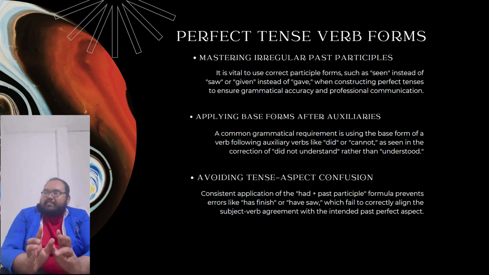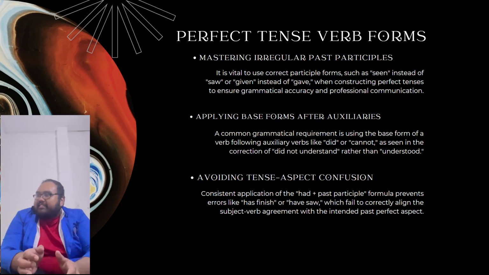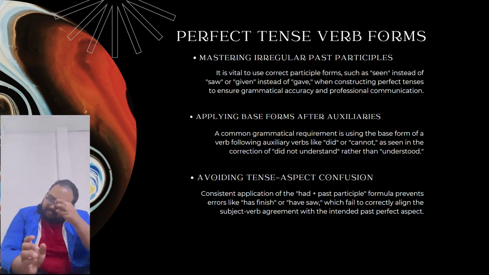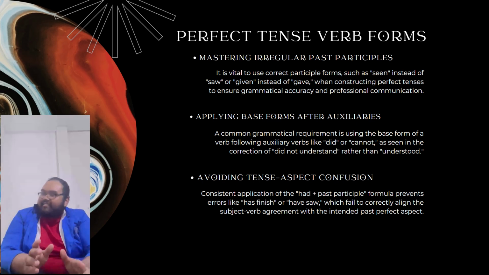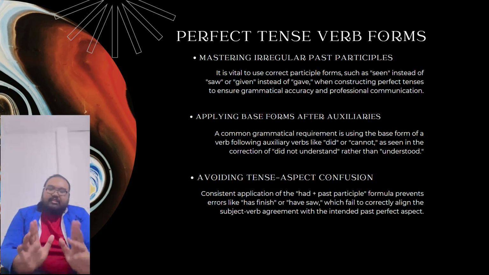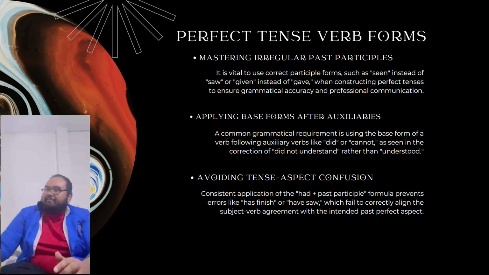Applying base form after auxiliaries. A common grammatical requirement is using the base form of a verb following auxiliary verbs like "did" or "cannot," as seen in the correction of "did not understand" rather than "understood." Now, avoiding tense aspect confusion. Consistent application of the "had" plus past participle form will prevent errors like "has finished" or "has saw," which fail to correctly align the subject-verb agreement with the intended past perfect aspect.